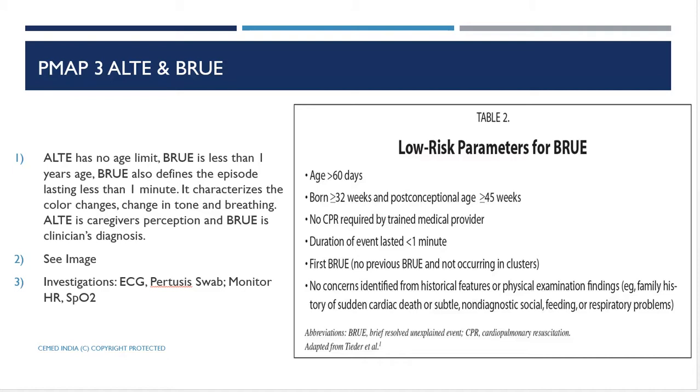Low risk factors for BRUE: age greater than 60 days, so more than 2 months of age, born after 32 weeks, so not severely premature, duration lasting less than 1 minute, first BRUE, no concerning features, and no CPR given by the family members. If you are observing, you're going to observe the patient's heart rate and saturation, and if you have to do any investigation, you do only one ECG and a pertussis swab.